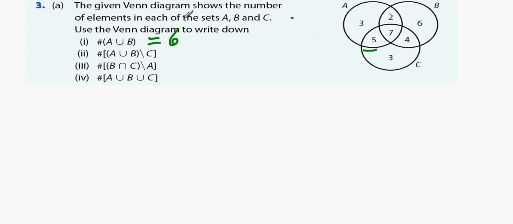Now, next one. How many people are in A union B but aren't in C? So what we do is we draw around C and draw around A union B. So there's going to be 1, 2, 3. That's 3 people. So our first two answers are 6 and 3. Use the back of the book to check if you're on the right path.